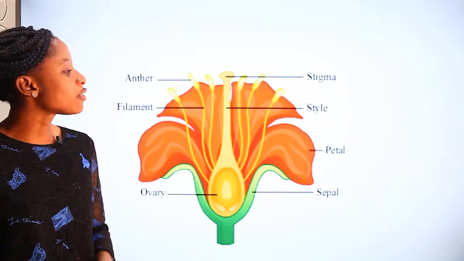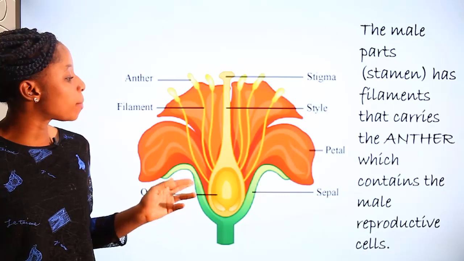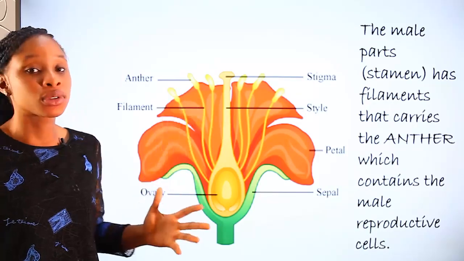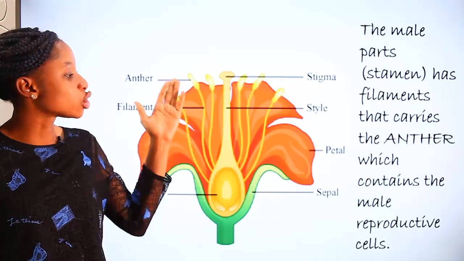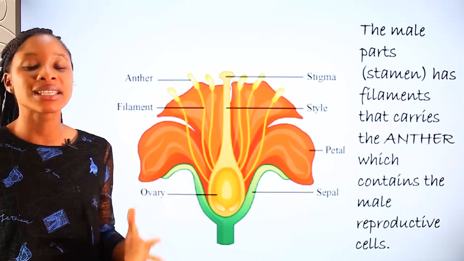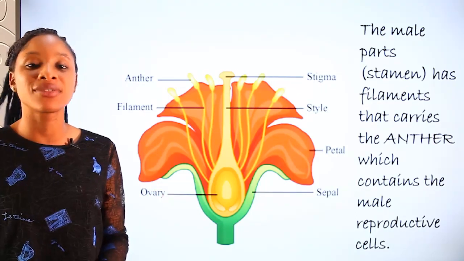The male reproductive part of the flower is held up by what we call filaments, and we have the anther, which produces the pollen grains at the top of the flower. Now, the anther contains the male reproductive cells.